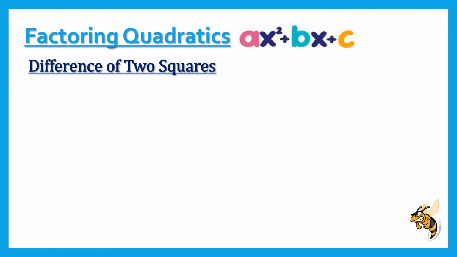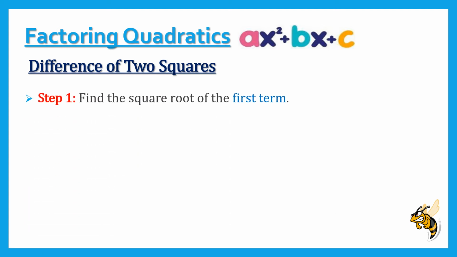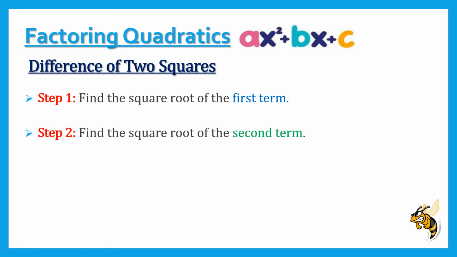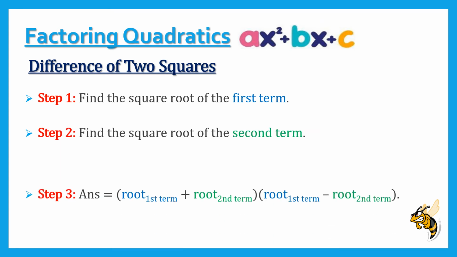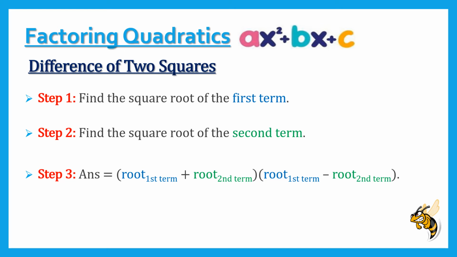The difference of two squares. Step 1. Find the square root of the first term. Step 2. Find the square root of the second term. Step 3. Your answer will be in the format of the root of the first term plus the root of the second term, times the root of the first term minus the root of the second term.